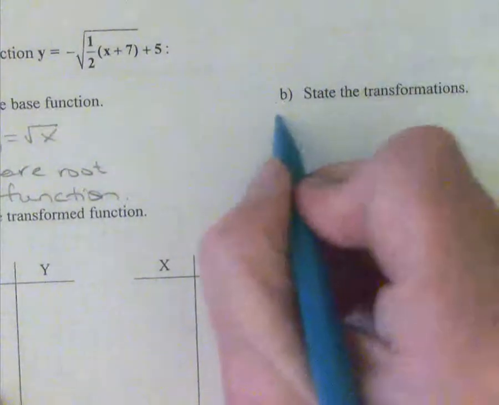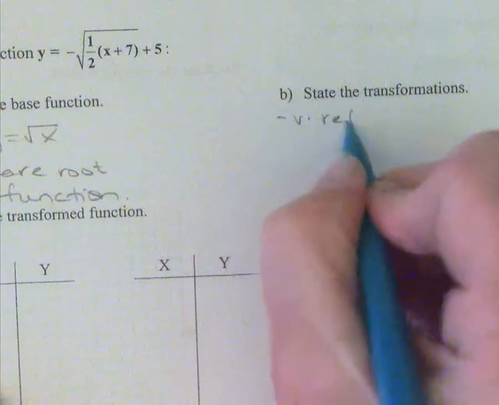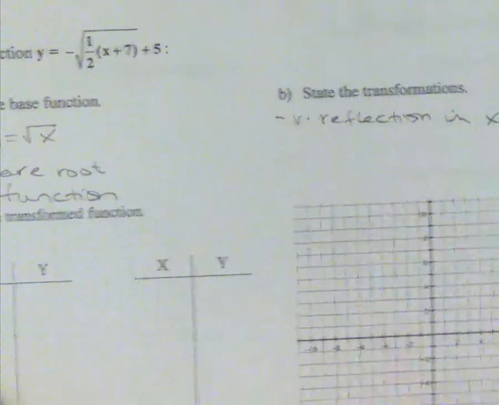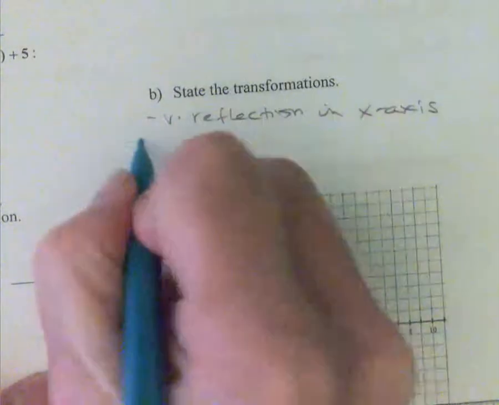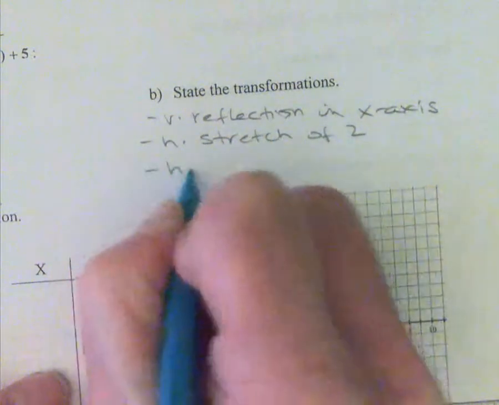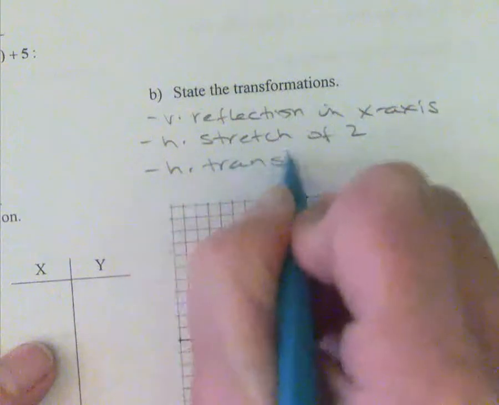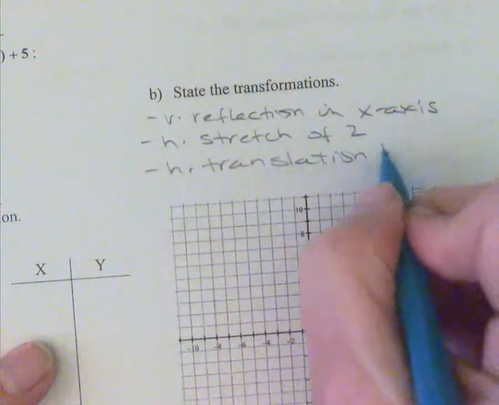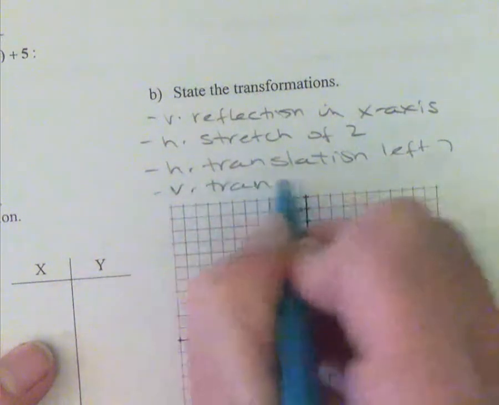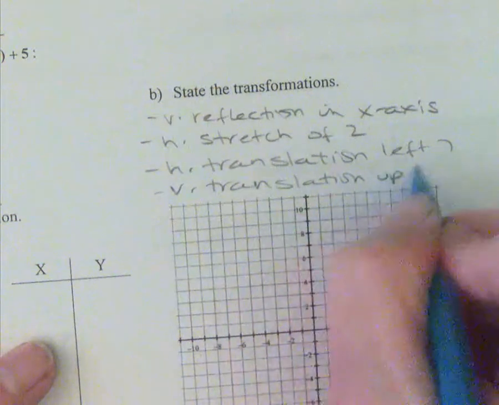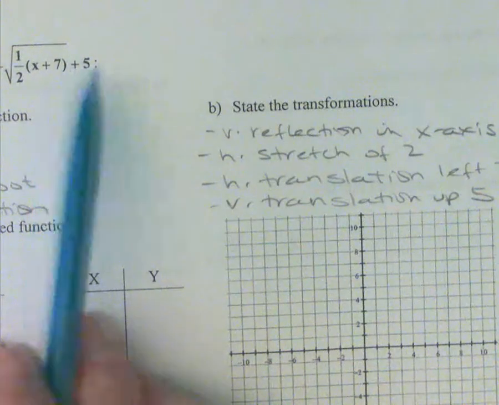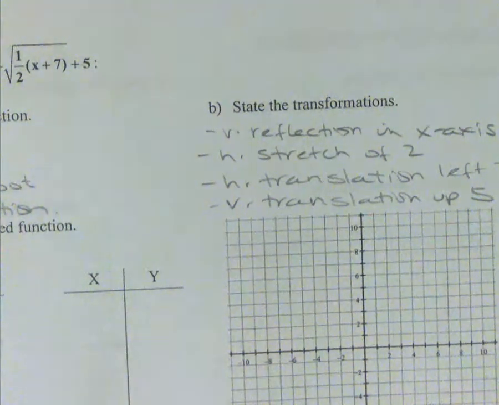So in this case, we can say that there is a vertical reflection in the x-axis. We can say that there's a horizontal stretch of 2, a horizontal translation left 7, and a vertical translation up 5. If we look, the square root only goes to the end of the brackets, which means this is outside of it, or under the square root.